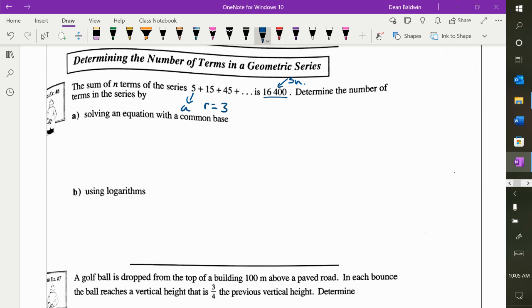Okay. Which formula are we going to use for sum? The one with the last term or the one without the last term? Without the last term. Plug in everything you know. I know Sn is 16,400. I know my A value is 5. I know R is 3. Because they're asking for the number of terms, which means we're trying to find n.